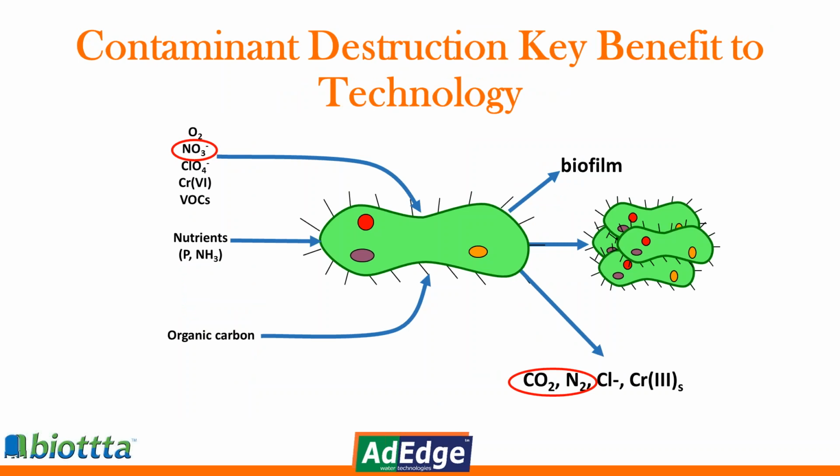Again, we're going to use this word: contaminant destruction is the key benefit to this technology. We are not concentrating contaminants. We are removing the contaminants and putting back the natural elements of CO2, nitrogen gas, maybe a chloride ion, and chrome 6 gets reduced to chrome 3. Again, in an ion exchange process, all these contaminants would ultimately concentrate in a brine solution that would have to be hauled away and or disposed of somewhere.